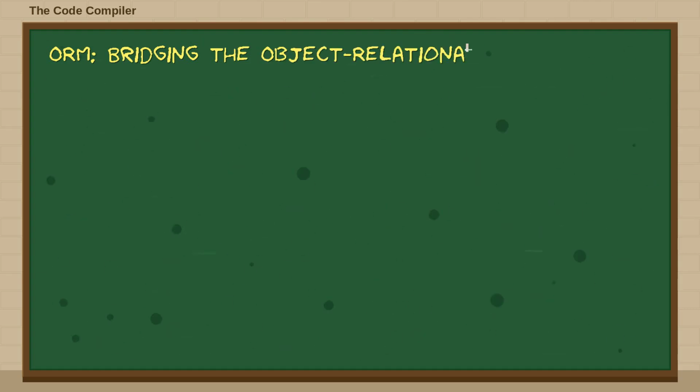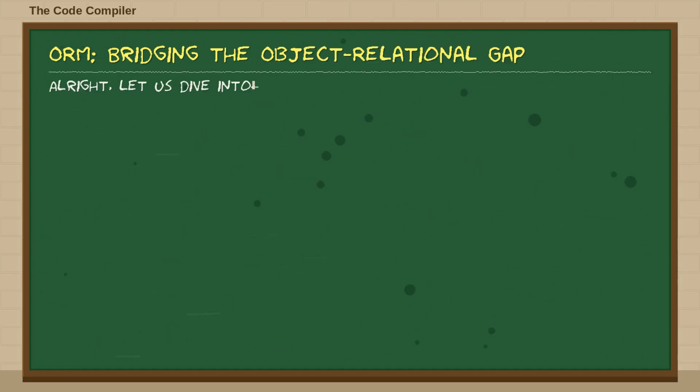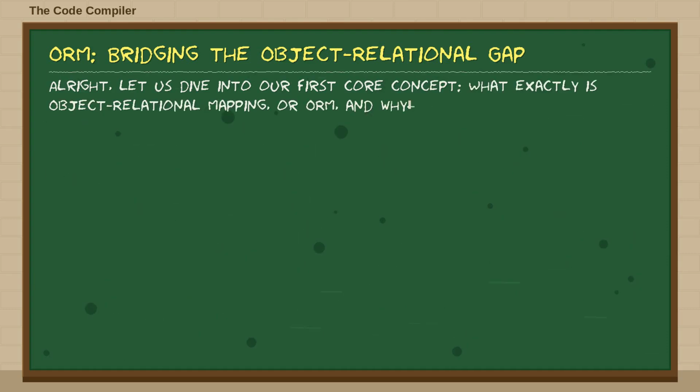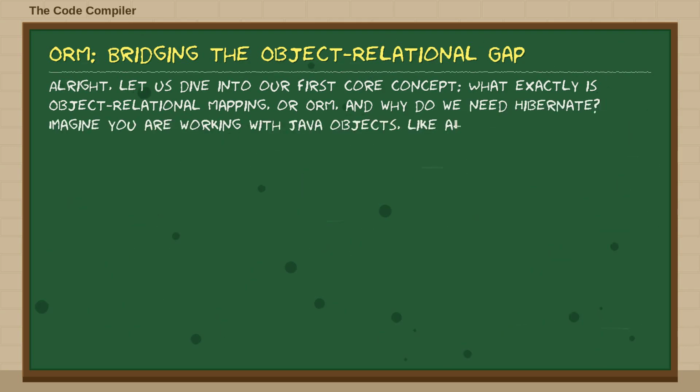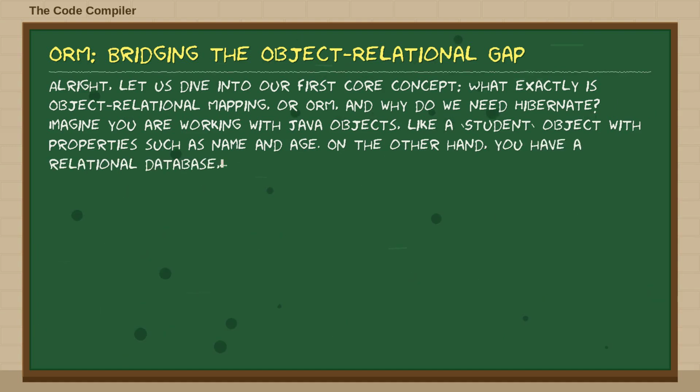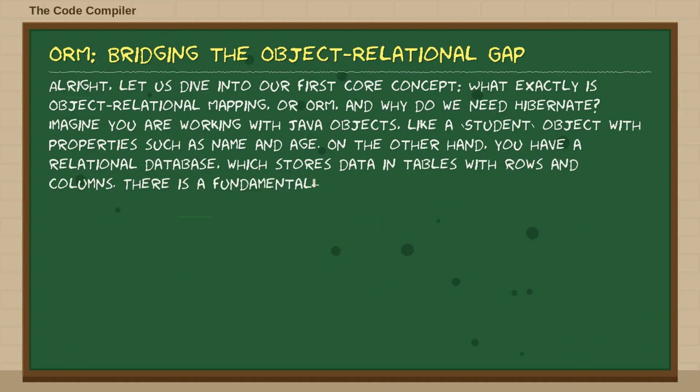Alright, let us dive into our first core concept. What exactly is Object Relational Mapping, or ORM, and why do we need Hibernate? Imagine you are working with Java objects, like a student object with properties such as name and age. On the other hand, you have a relational database, which stores data in tables with rows and columns. There is a fundamental difference in how these two worlds see data. This difference is called the object relational impedance mismatch.